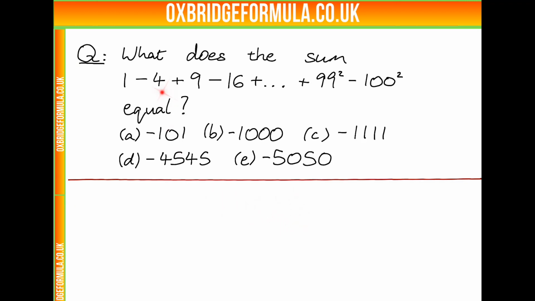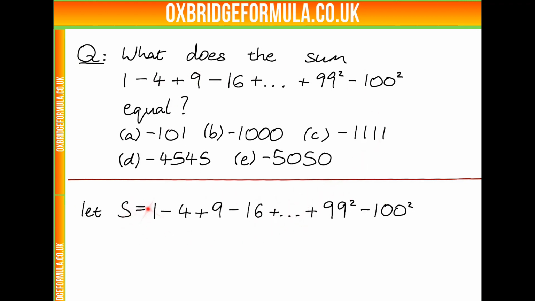Okay, let's begin by calling this sum S. And what do we notice about the sum straight away? Well, we can see that these first four terms are the first four square numbers, so we can rewrite them as 1 squared minus 2 squared plus 3 squared minus 4 squared. And that gives us a better idea of what this represents. We're continually adding on the next square number and then subtracting one away. So now that we've written it in this form, does this remind you of anything?